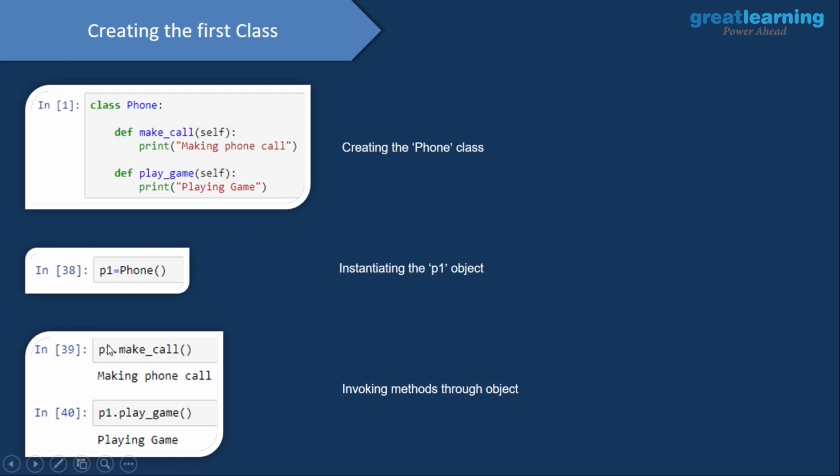When I type p1.make_call, I will be able to invoke this method and it prints out "making phone call". Similarly, when I invoke p1.play_game, I am invoking this method and printing out "playing game". So this is how we can create a class and an object in Python. Let's go to Jupyter Notebook and work with this example.